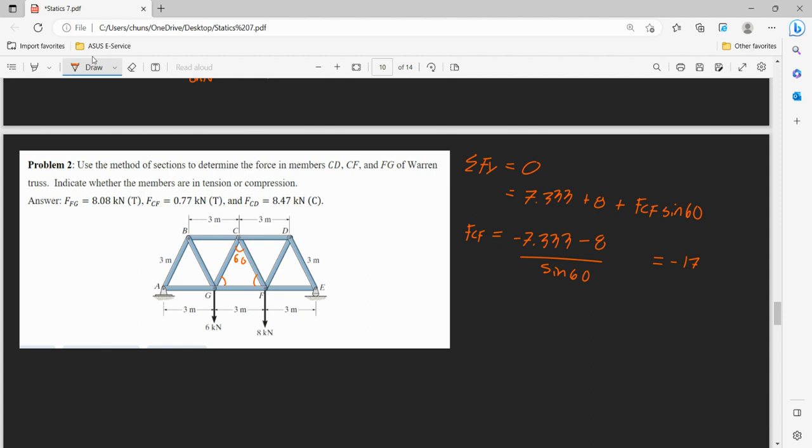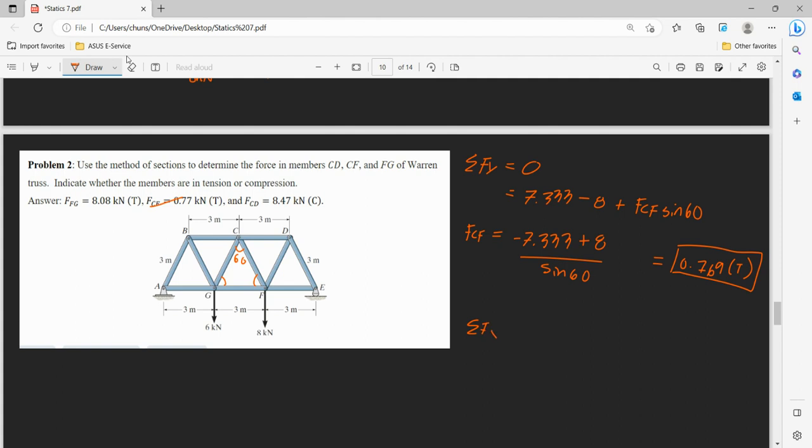Oh, sorry, this is supposed to be plus 8. Sorry, I'll try that again. This is negative 7.3, and this is plus 8. That's divided by sine 60. And this is negative 0.769 in tension. Okay, so that is our CF solved.